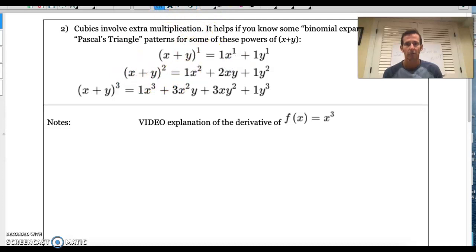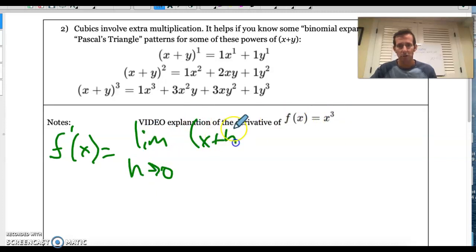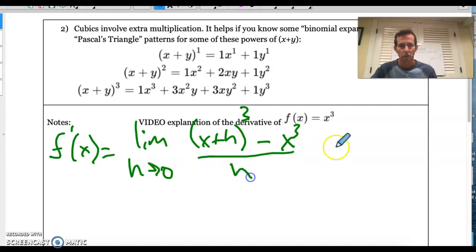So of course, for my needs, I'm just going to find the derivative of x cubed, because I don't really want a whole bunch of crazy stuff going on. And the reason this is up here is that if I'm going to use the limit definition of the derivative, then I'm going to find the limit as h approaches 0 of f of x plus h, which in this case is x plus h cubed, minus f of x, which in this case is just x cubed, all over h.